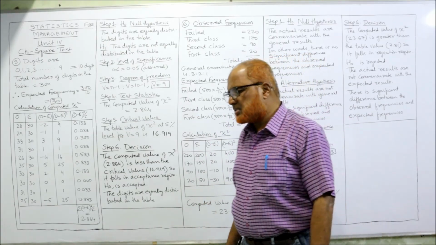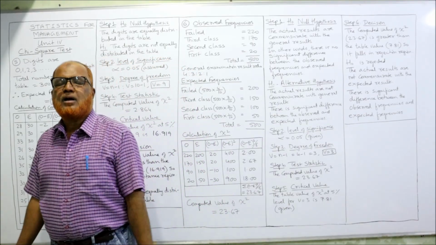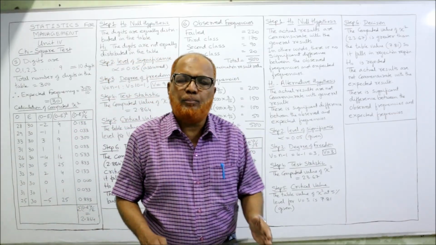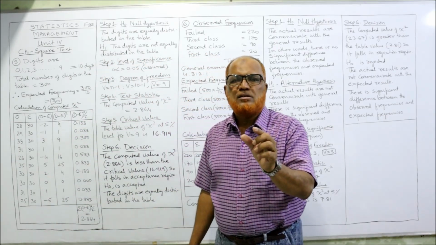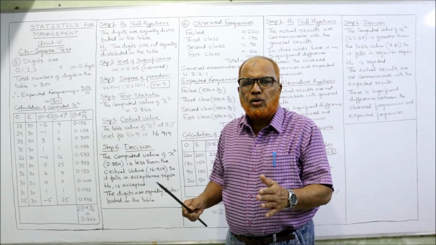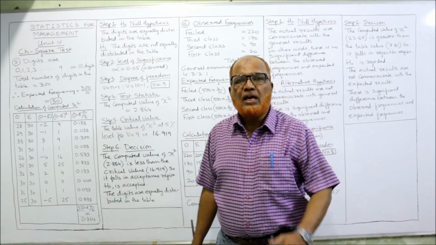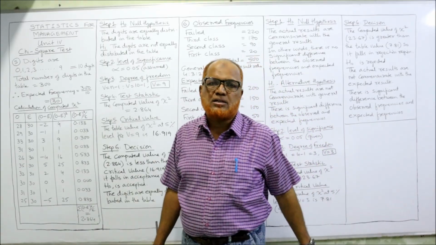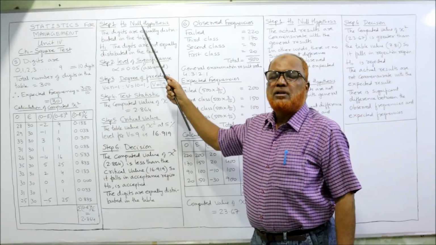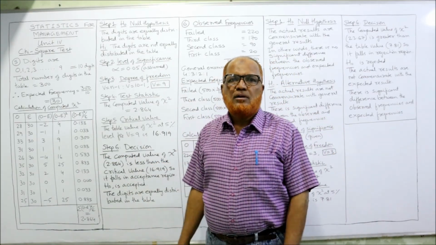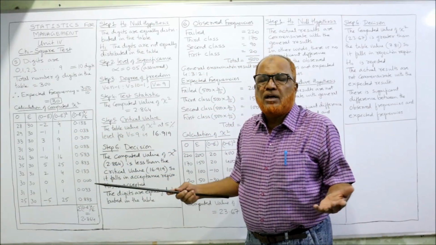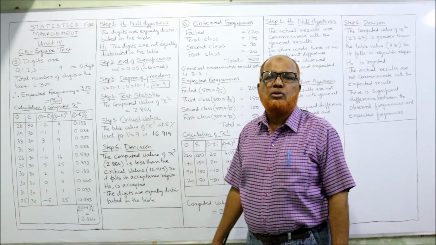Now, totally 6 steps are involved in this chi-square test. The first step is laying down the hypothesis. Hypothesis means a conclusion without ultimate testing. That means a conclusion which is first drawn, then we have to test whether that conclusion is correct or not. A tentative conclusion. So, the null hypothesis. The meaning of null is no difference. That means there is no difference between observed frequency and expected frequency, that is, the digits are equally spread throughout the table.